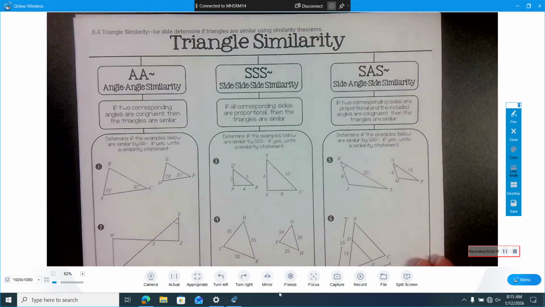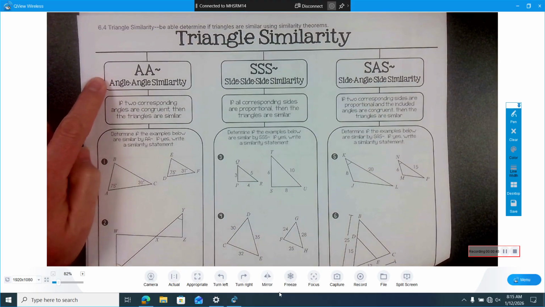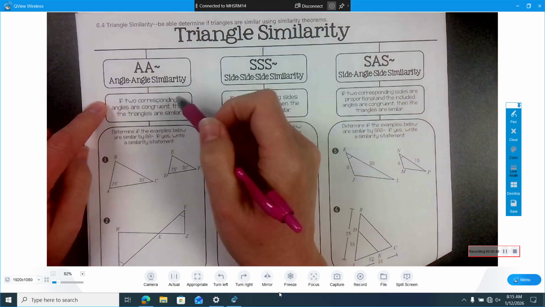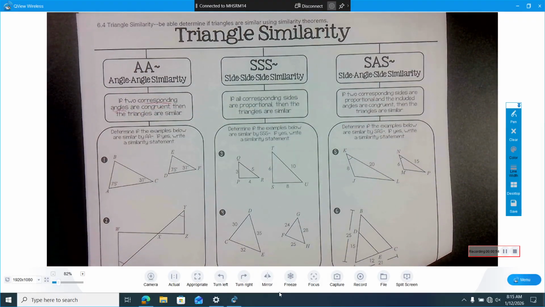These are the three. There's only three, which is kind of nice, that prove that we have similar triangles. So the first one we're going to talk about is angle-angle similarity. It says if two corresponding angles are congruent, then the triangles are similar. When we have similar triangles, we can set up little proportions. You can look at the corresponding sides and make a fraction equal to a fraction, okay?